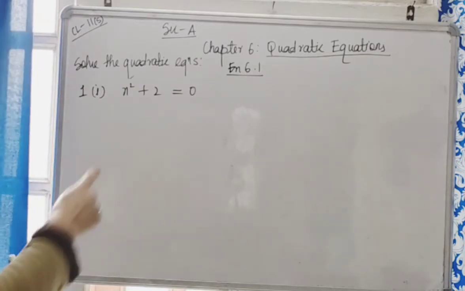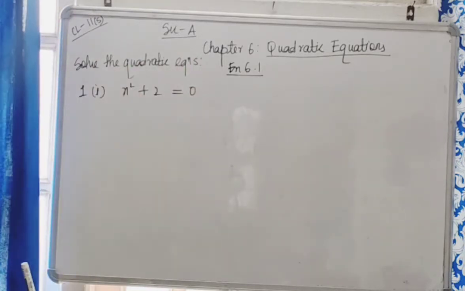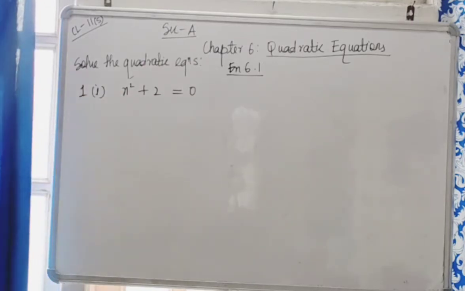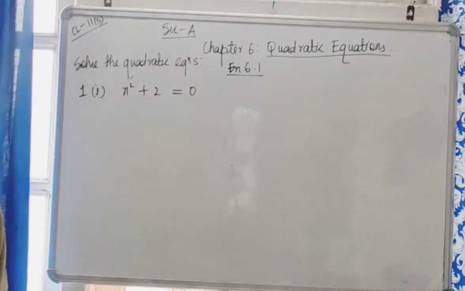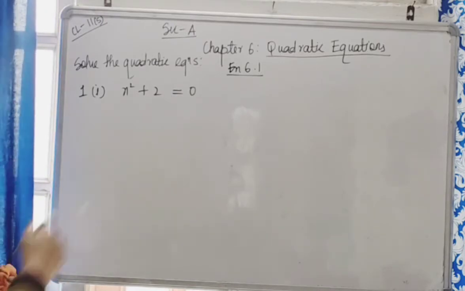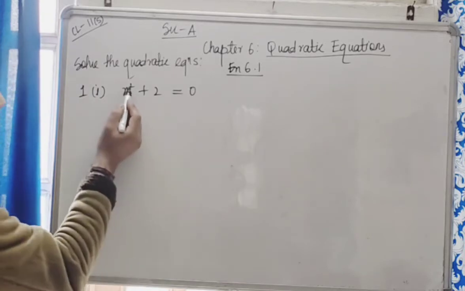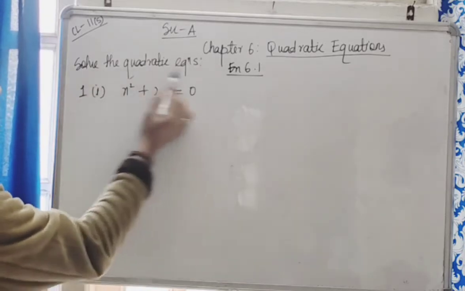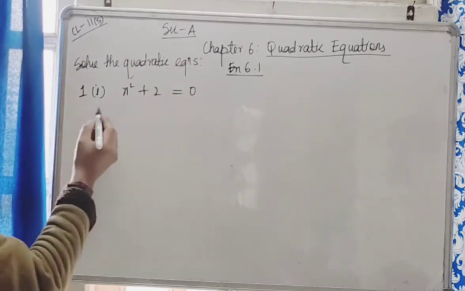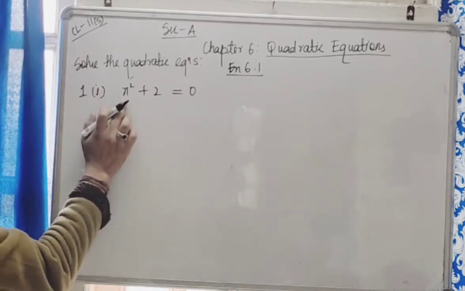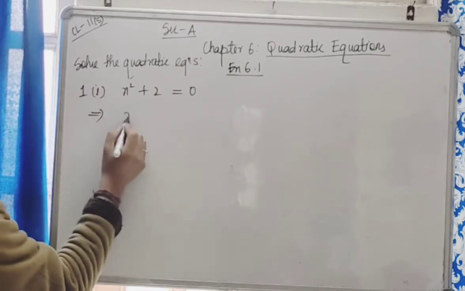The first question is to solve the quadratic equation. The equation given to us is x square plus 2 equals 0. Let's identify whether it's quadratic or not. Yes, because the power of the variable is 2. Once the power of the variable is 2, the equation becomes a quadratic equation. Solve means to find the value of x.